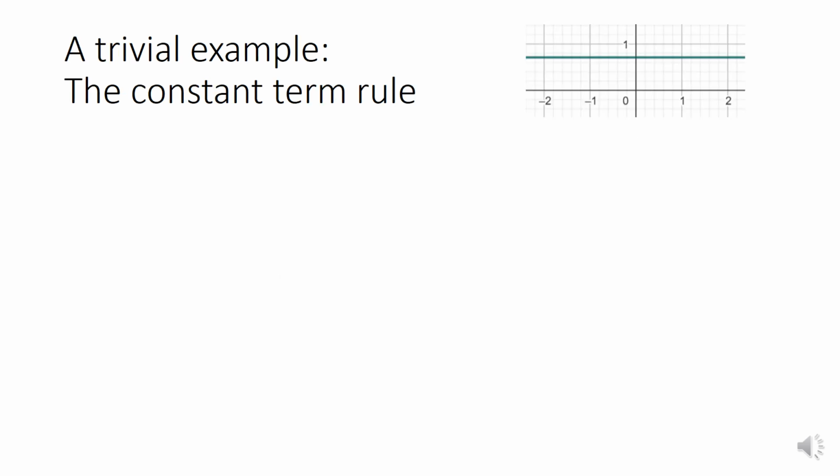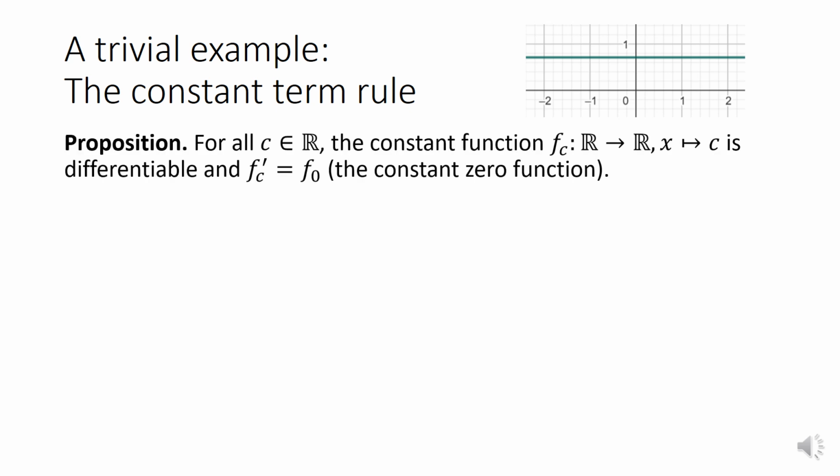Here is a trivial example, the constant term rule. For all real numbers c, the constant function f_c from R to R that maps x to c is differentiable, and f_c prime is equal to f_0, the constant zero function. Geometrically, this is clear because the graph of a constant function is a horizontal line, and a horizontal line has a slope of 0 everywhere. We will now prove this using the definition of the derivative.